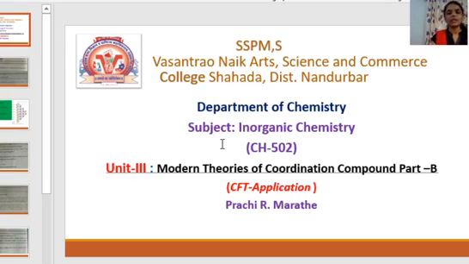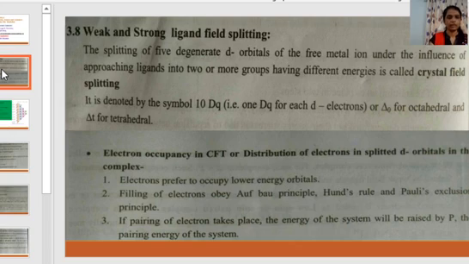Hello everyone. We had started crystal field theory in the previous lecture and we will continue it today. So our next topic is weak and strong ligand field splitting.